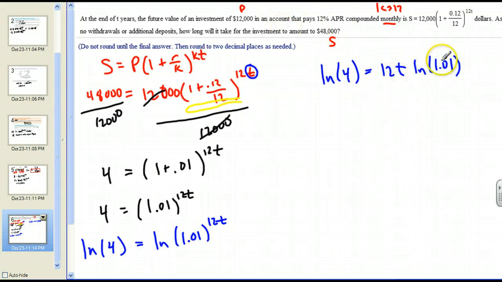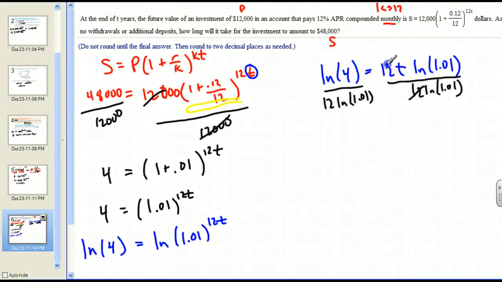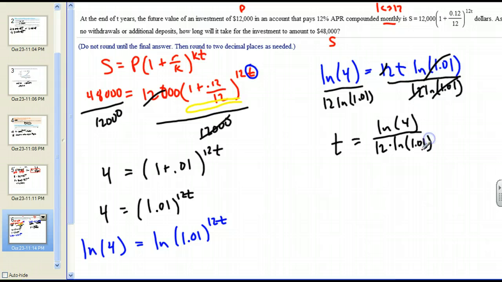And now we divide away the 12 natural log of 1.01 to both sides, and who's isolated? Well, 12 cancels, natural log of 1.01 cancels, and we're left with t is equal to exactly the natural log of 4 divided by 12 times the natural log of 1.01. That's the exact answer.